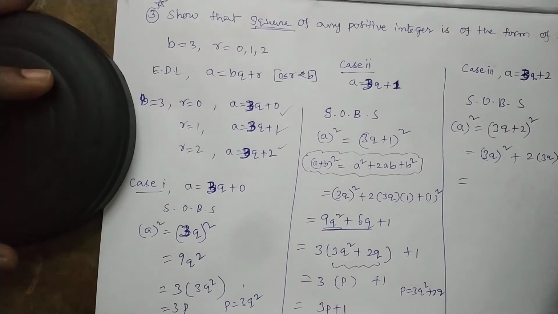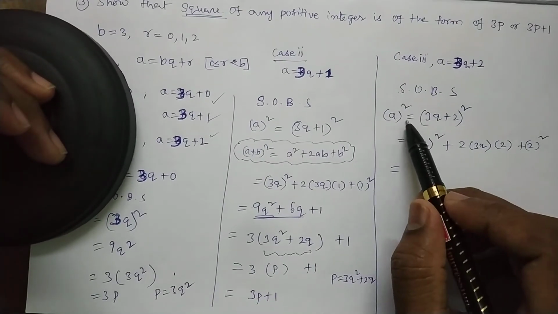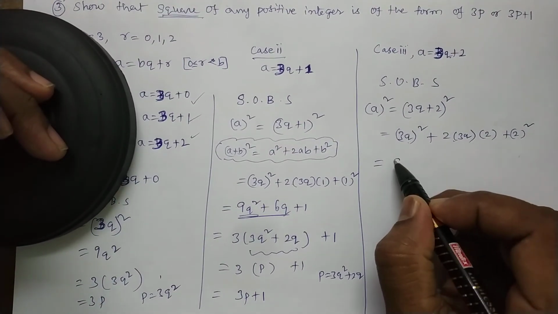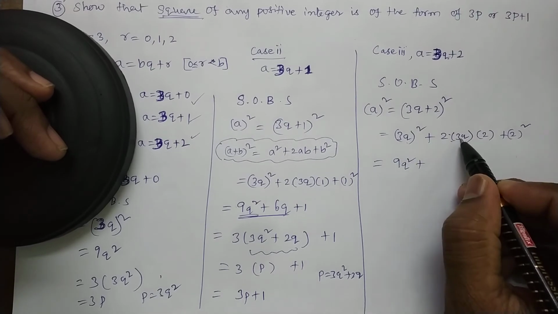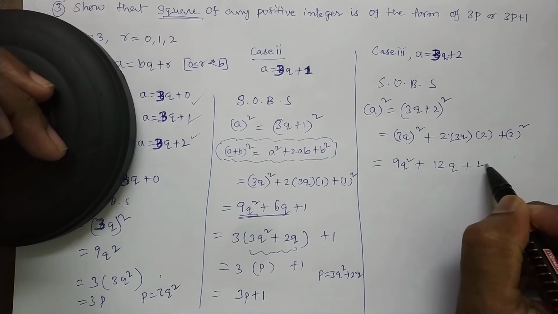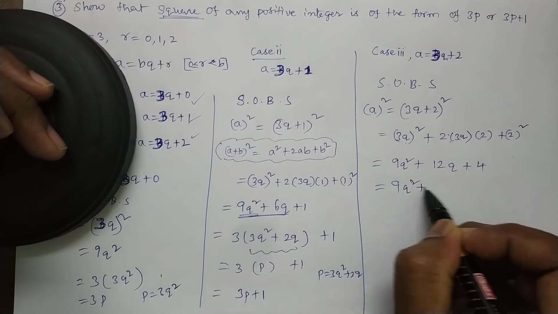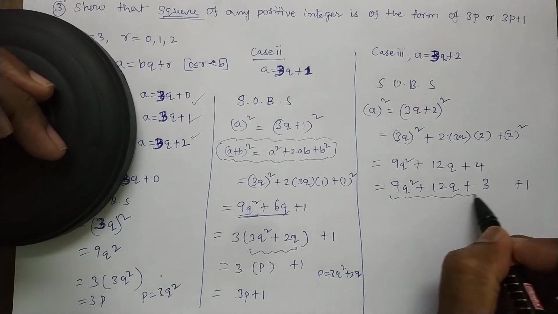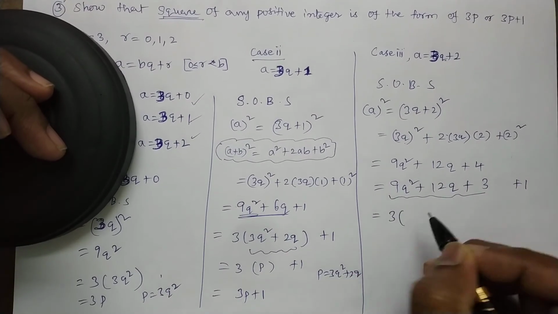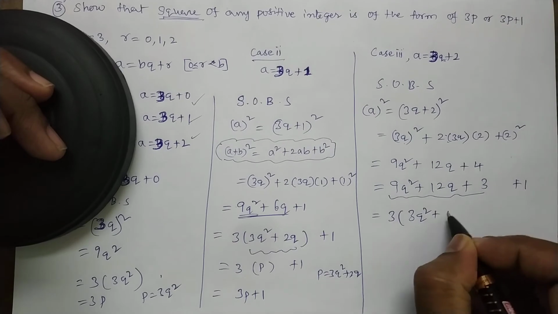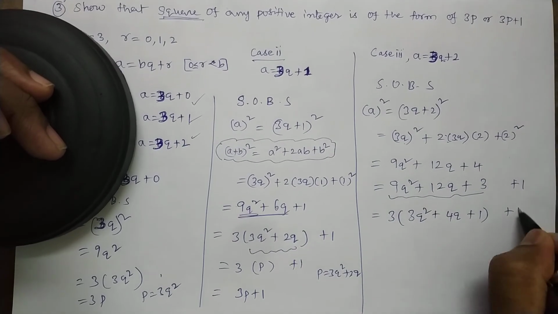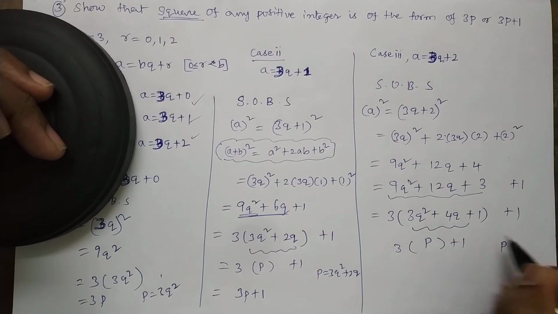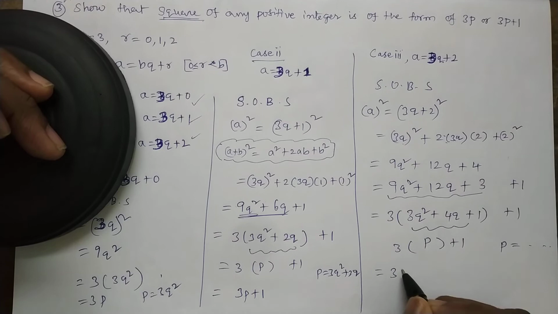Right. So as you see here, a square equal to 3q plus 2 whole square, the last number, a square plus 2ab plus b square, that is equal to 9q square. 2 times 3 is 6, 6 times 2 is 12, 12q plus 2 square is 4. So 9q square plus 12q plus 4 you can write as 3p plus 1. Now for all the three terms you can take 3 common. So 3q square plus 3 fours are 12q, 3 ones are 3, and plus 1. This total bracket you can write as p. So 3p plus 1, where p is equal to this total bracket. So that is equal to 3p plus 1.